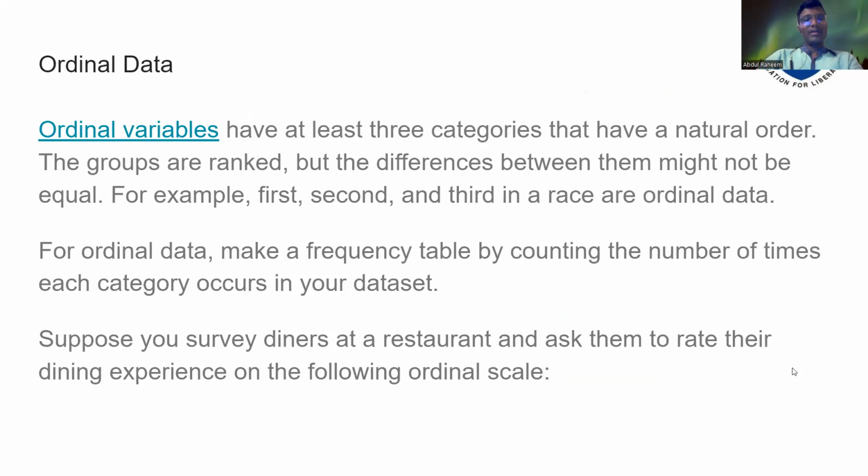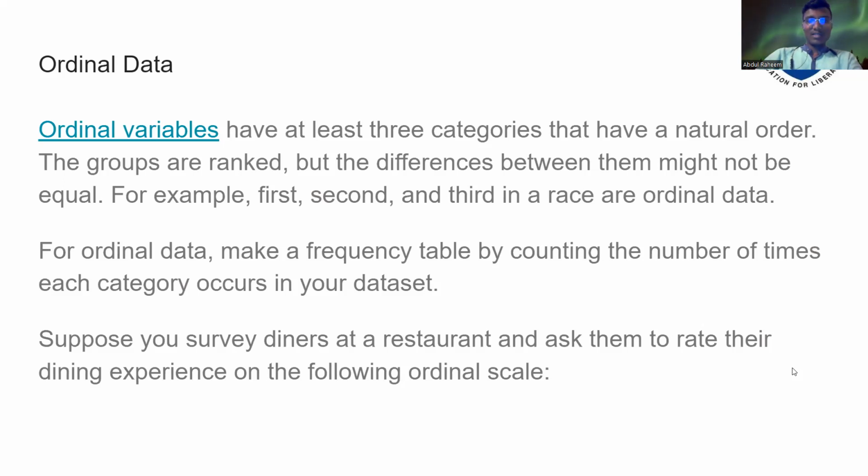Ordinal data. Variables have at least three categories that have natural order. The groups are ranked, but the difference between them might not be equal. For example, first, second, and third in a race are ordinal data. For ordinal data, make a frequency table by counting the number of times each category occurs in your dataset.